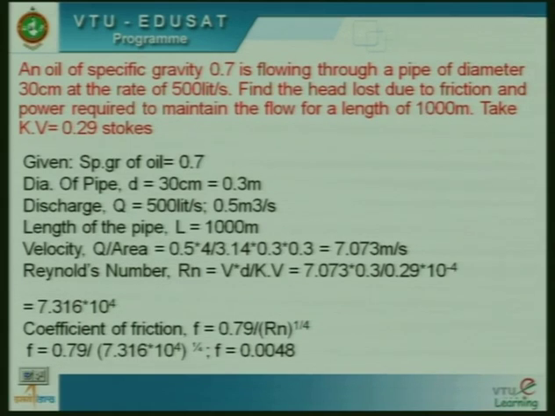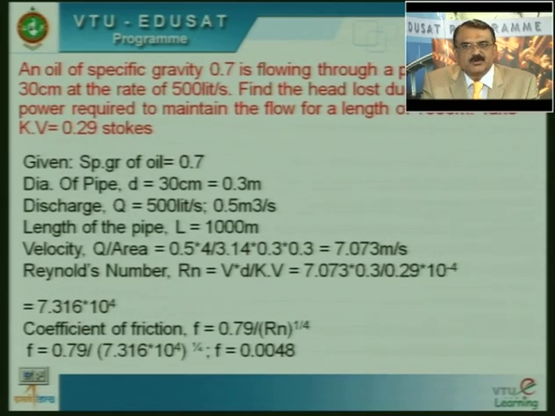Now, this Reynolds number is given by the velocity of flow through the pipe into the diameter of the pipe, divided by the kinematic viscosity. Just now we calculated the value of velocity, 7.07, and the diameter of the pipe is 0.3, which is given in the problem. The kinematic viscosity is 0.29 Stokes. Convert that into proper units, that becomes 0.29 into 10 power minus 4. If you simplify that, you are going to get the Reynolds number as 7.316 into 10 power 4.